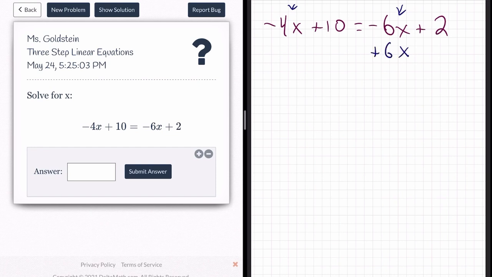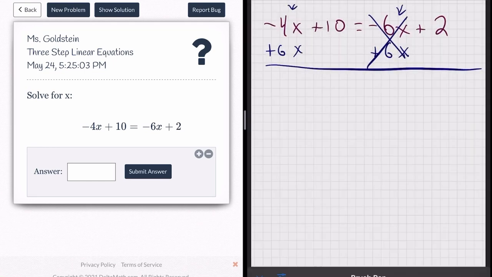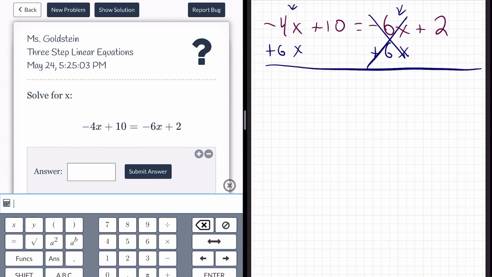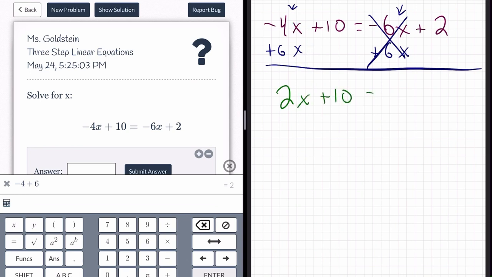The opposite of minus 6x is plus 6x. Whatever I do on one side of the equal sign, I have to do on the other. And I'm going to line it up with my like term, with the other thing that has x. The whole point of this was so that I can cancel that out. I want to get my x's together. Eventually I am going to get x by itself. I just have to worry about negative 4 plus 6. I can grab my calculator. Negative 4 plus 6. I get 2. And it comes with x, so we got to bring that down. Bring down plus 10. Bring down equals. And the only thing left on the right side is 2.